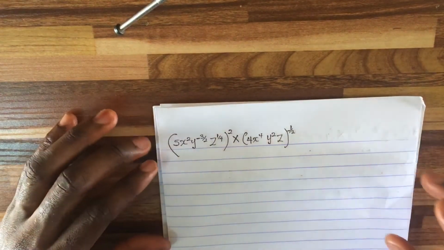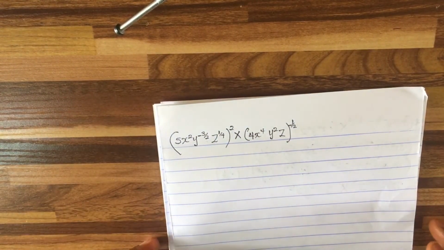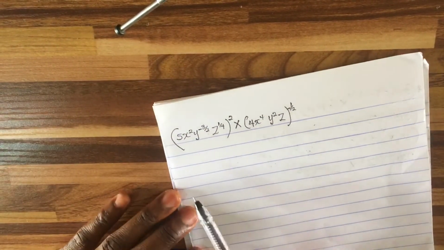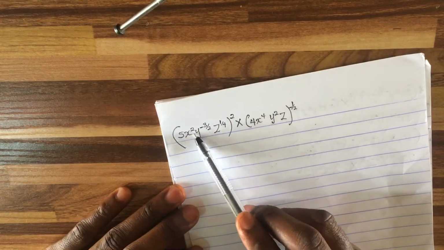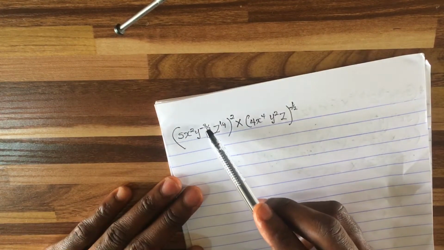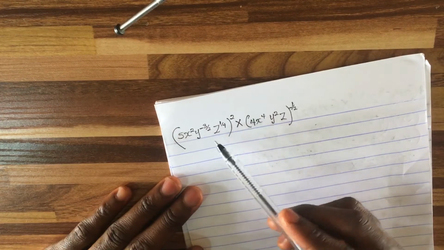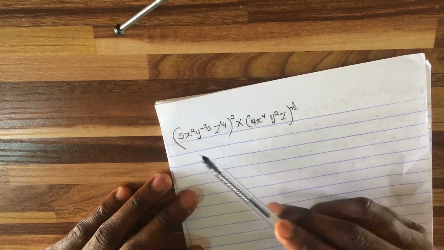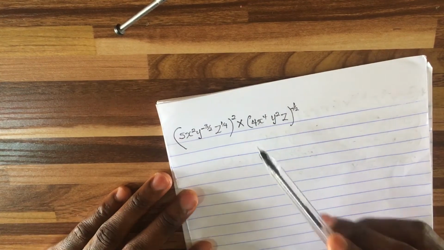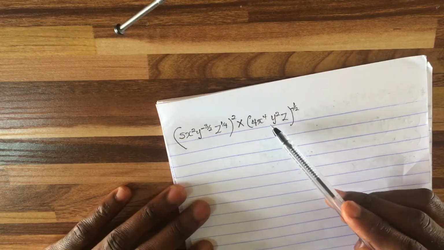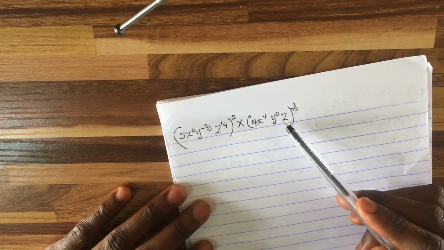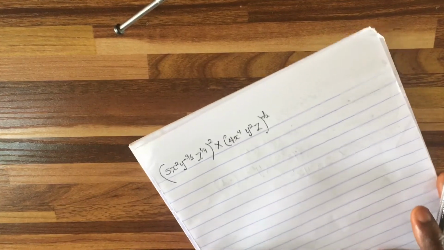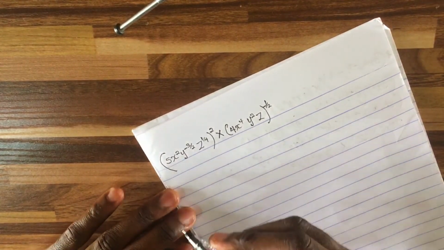Like I said earlier, we'll be doing more examples. In this one we have (5x^2 y^(-3/2) z^(1/4))^2 multiplied by (4x^4 y^2 z)^(-1/2). So in this case, you just have to bring it down one after the other.